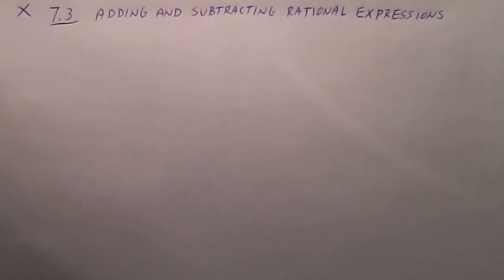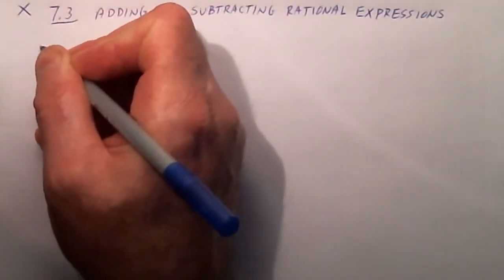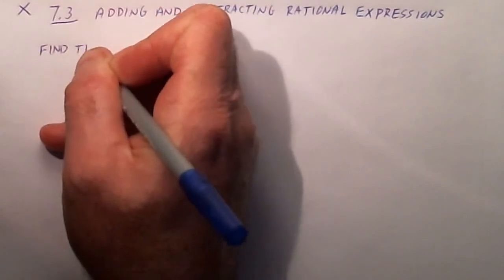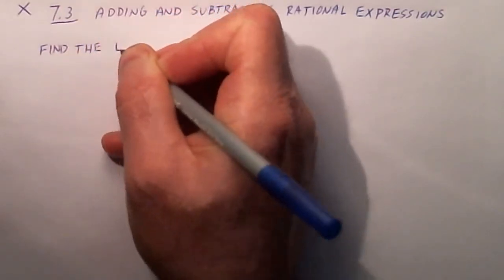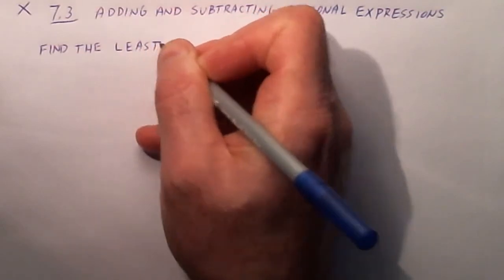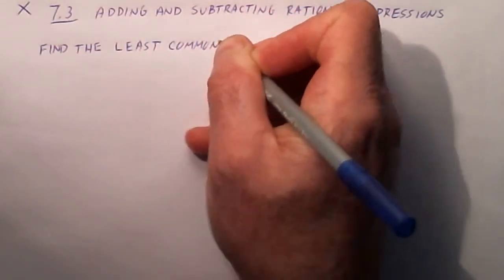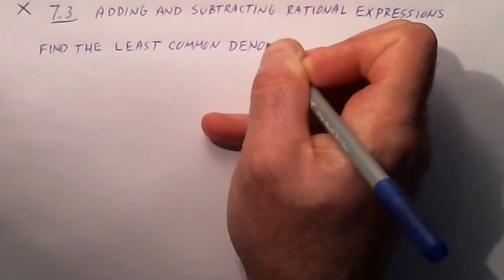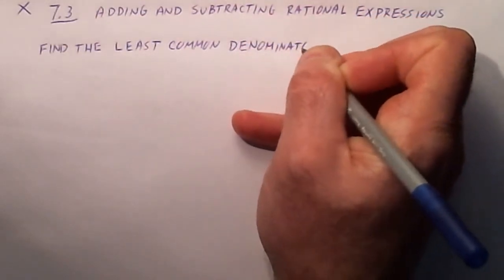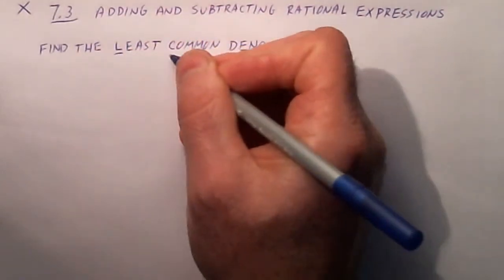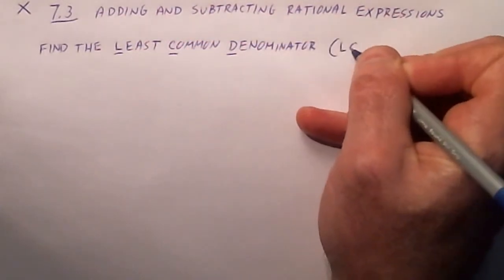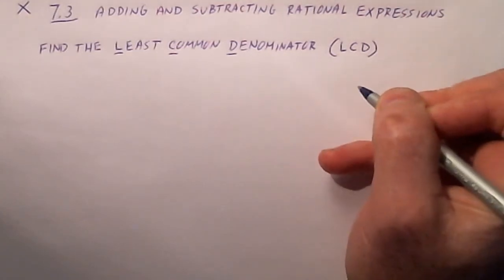The first thing we're going to have to do in 7.3 is learn how to find what are called least common denominators of polynomial expressions. And so that being the case, let's just start doing that. So we're going to try to find the least common denominator, and we normally abbreviate this as LCD.